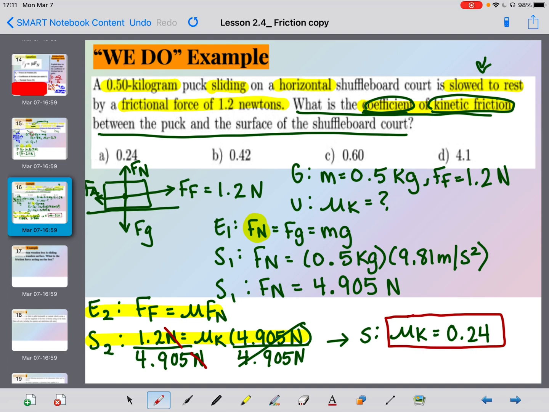Another way you can check your work to make sure that you did it right: if you get a value that is over 1, that means you did something wrong. You probably flipped the value. So if you did 4.905 divided by 1.2, you probably end up with some sort of mistake. So just check what numbers you're putting where, because that mu value always has to be between 0 and 1.